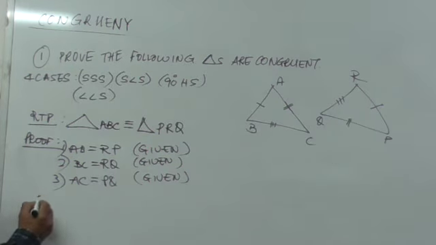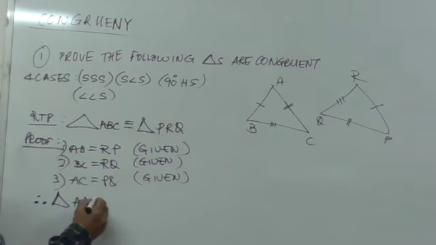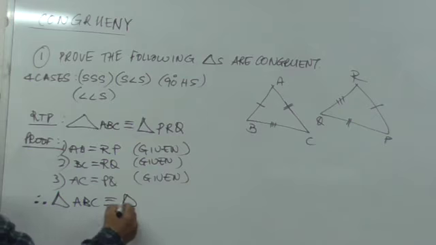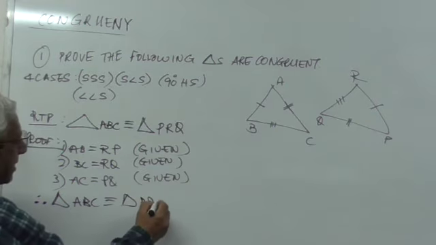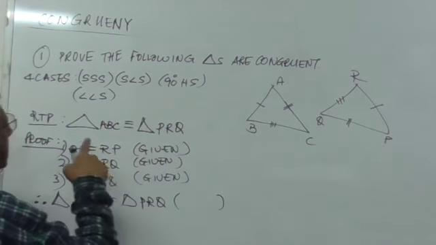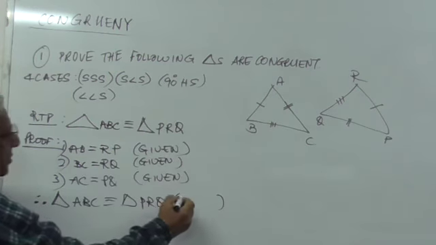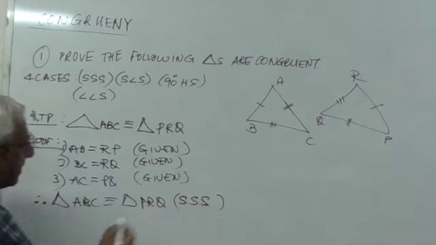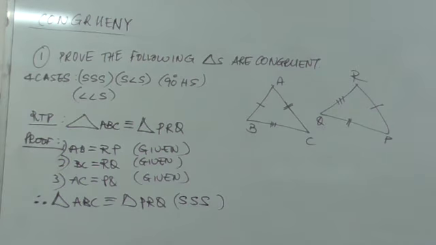Therefore, now you can just copy from there because you already labeled it correctly. Therefore, triangle ABC is congruent to triangle PRQ. And you write down the case. The case in this case is side, side, side. So you write side, side, side. Okay, that's the proof. Simple proof.